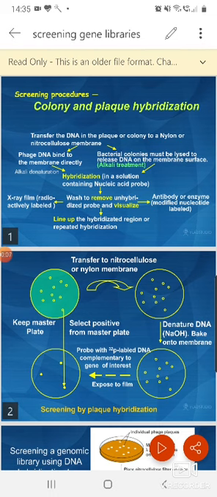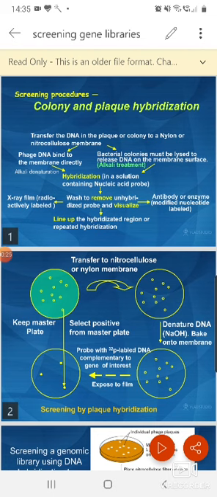Once you construct your library and you are going to screen your gene of interest, what are the screening procedures present to do so? The most common thing is the colony and plaque hybridization technique. Plaque hybridization, why is it coming?